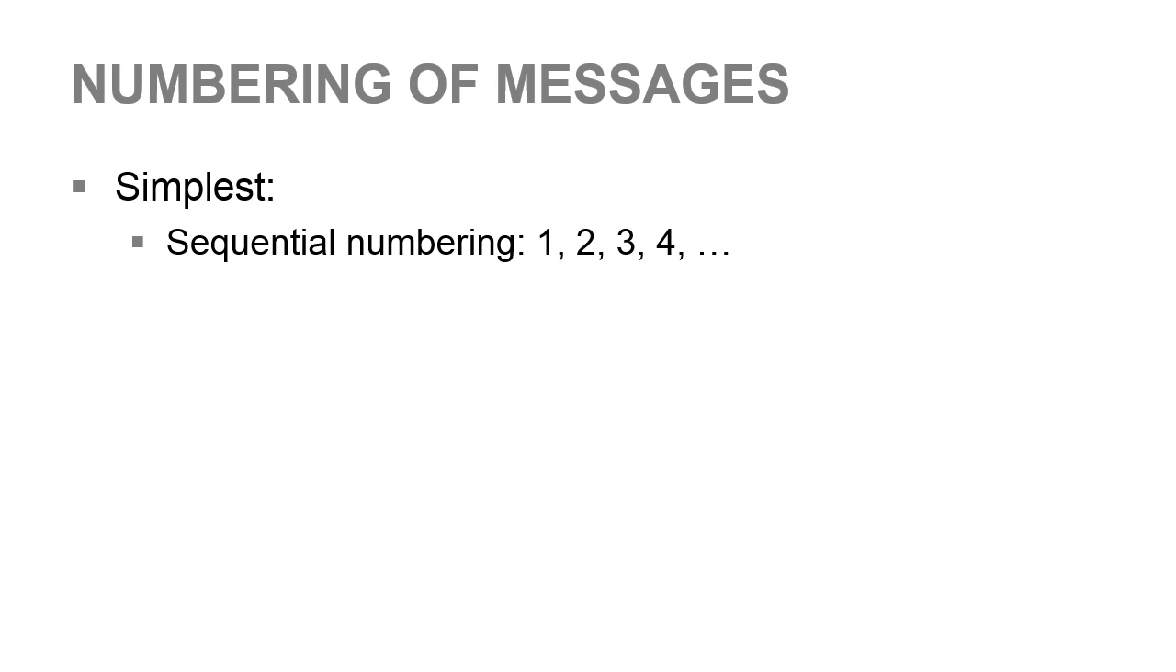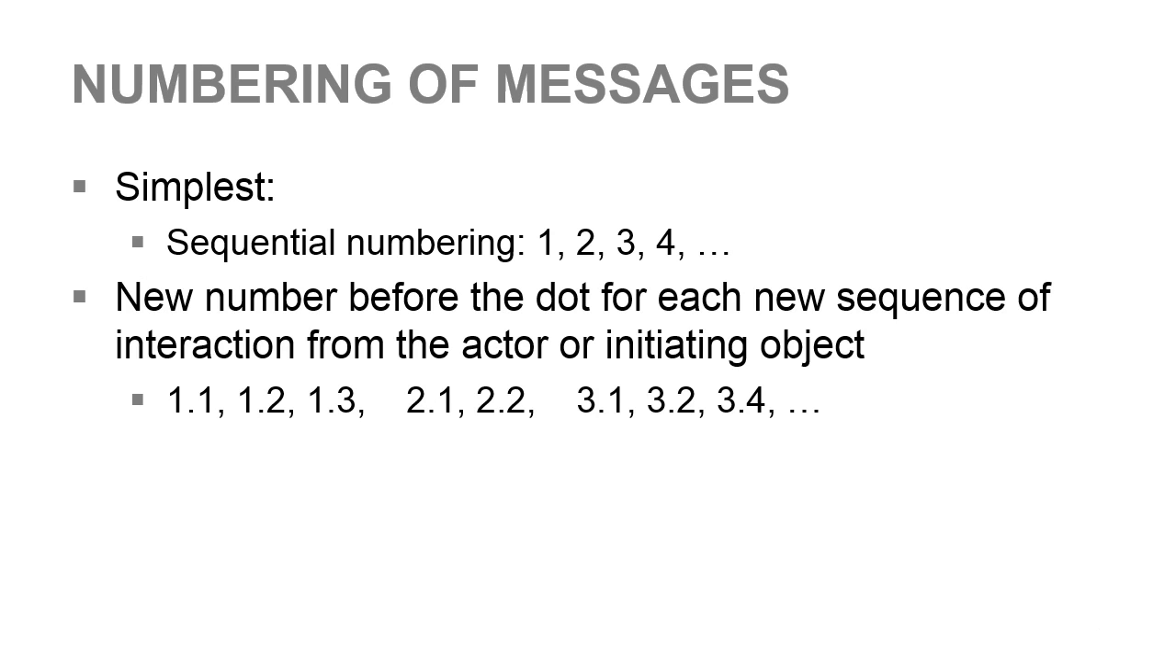The UML specification doesn't prescribe how to number messages as long as the sequence is clear. The simplest approach is just to number each message within a diagram in a sequence. One common approach is to treat each new message coming from the actor, or whatever lifeline initiates the interaction, as a new number, and then add decimal numbering after that.